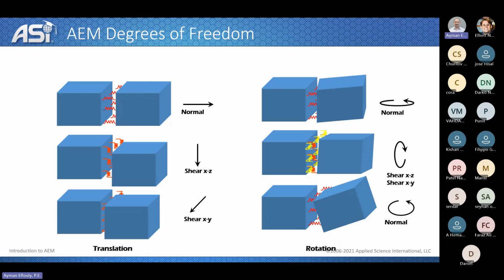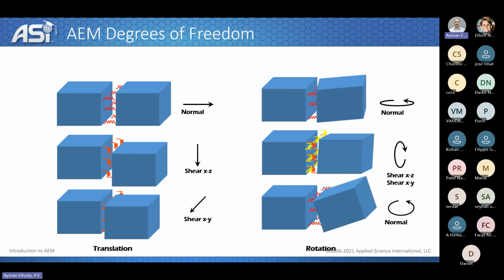In the applied element method, we have 6 degrees of freedom, and they are in the CG of the element rather than in the node, because we don't have nodes in the applied element method. So as we said, we have in the applied element method 6 degrees of freedom, 3 for the translation and 3 for the rotation. And this makes the applied element method solver much faster than the finite element method solver, because it has fewer degrees of freedom.